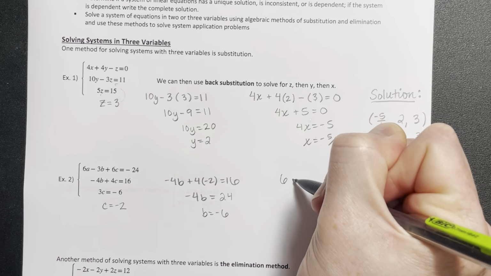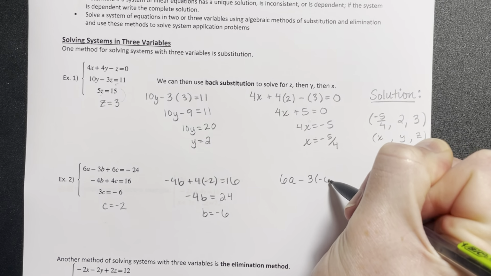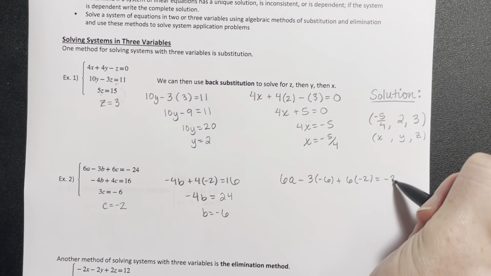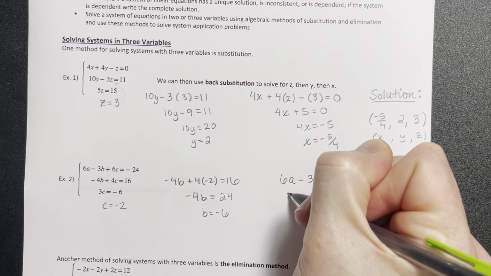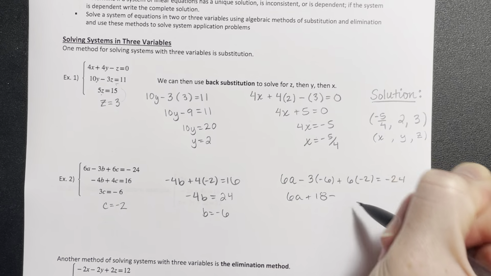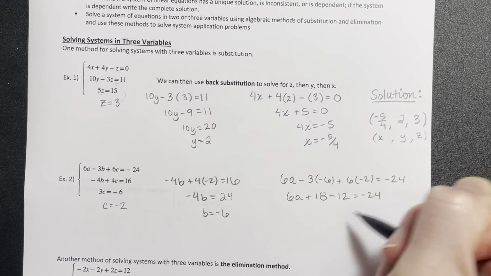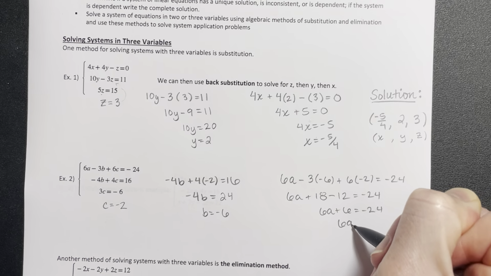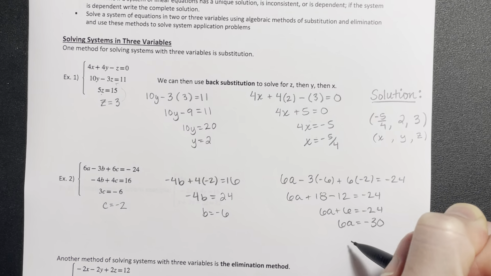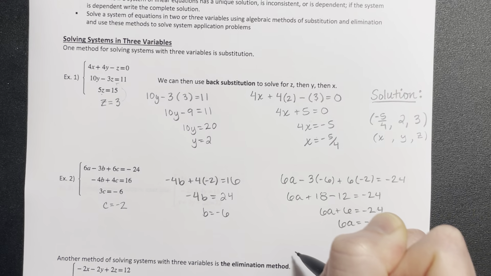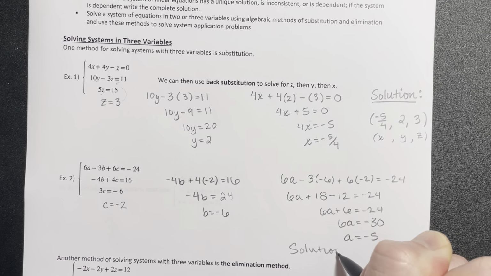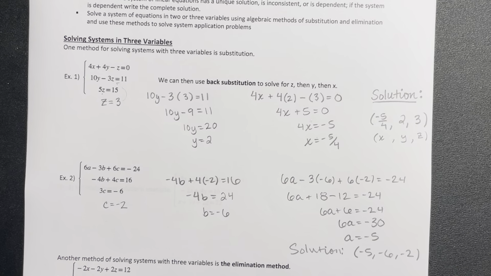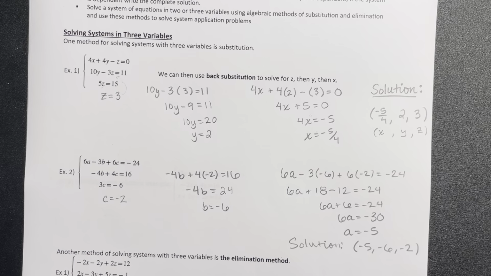And then we plug that into our first equation. So b is negative 6 and c is negative 2. We get 6a plus 18 minus 12 equals negative 24, which is just 6a plus 6. So 6a is equal to negative 30. Now divide and get negative 5. Our solution should say negative 5, negative 6, negative 2. That solution is a, b, c.